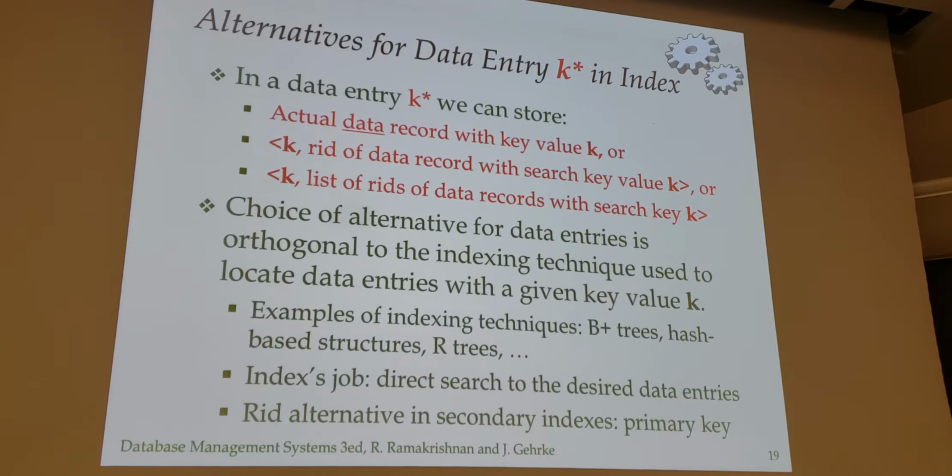The K is the search key. Don't confuse it with primary key. K is the search key. K star stores the data entries, which may be the data. But the things you have in the data entries could also be, and these two are really pretty much the same, something where you store the RIDs that are associated with the data: the search key and the RIDs that correspond to it.